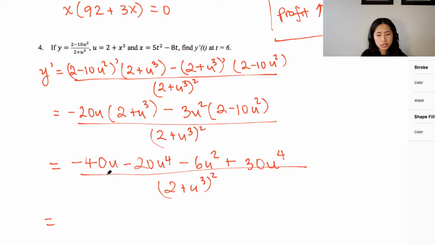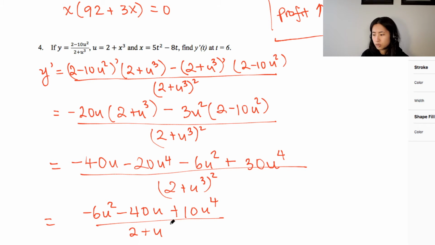Maybe we can combine the like terms. So we have negative 6u squared, and then minus 40u, and then this one would be negative 20u raised to the power of 4 plus 30u raised to the power of 4. That would be 10, so it's plus 10u raised to the power of 4. And this is over 2 plus u cubed, all squared.